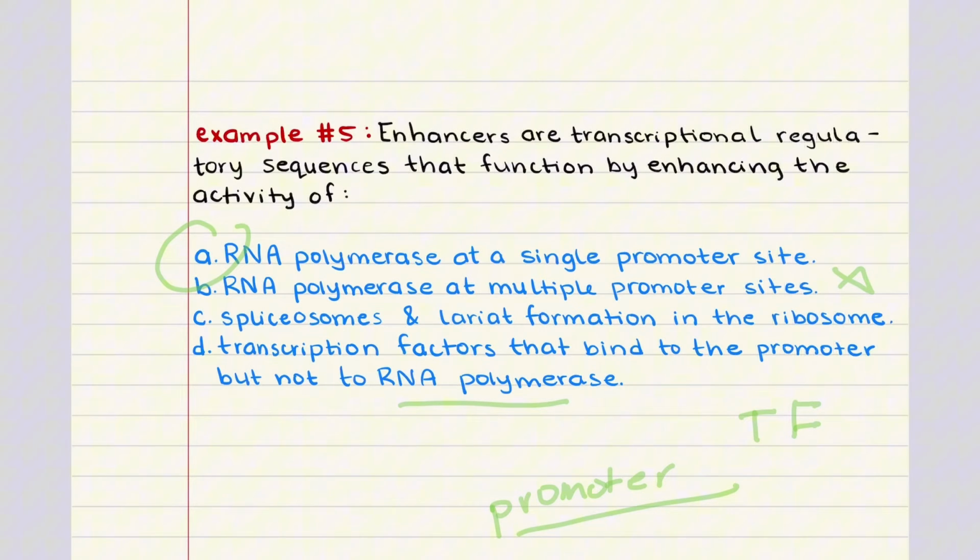C mentions spliceosomes and lariat formation, which are part of RNA splicing, not transcription initiation, so that is unrelated. And choice D mentions transcription factors, but says that they bind the promoter and not RNA polymerase. So that misses the point. Enhancers interact through transcription factors, yes, but the ultimate effect is on RNA polymerase activity. So again, answer choice A is correct.